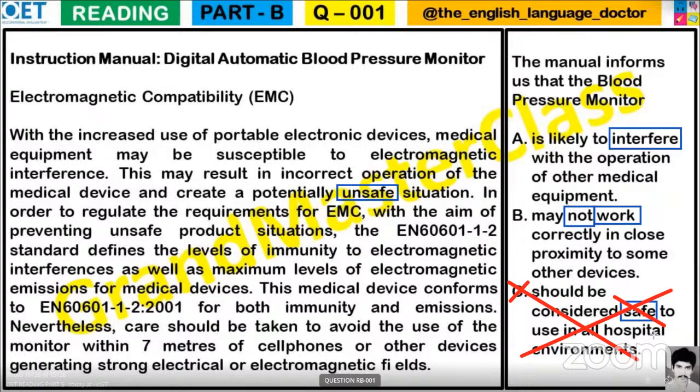Unsafe and safe should be considered safe. This may create unsafe position. So unsafe, this is opposite. It is unsafe, but here it is safe. No, it's not safe. Now next one is likely to interfere with the operation of other medical equipment. The next point is here. This may result in incorrect operation.